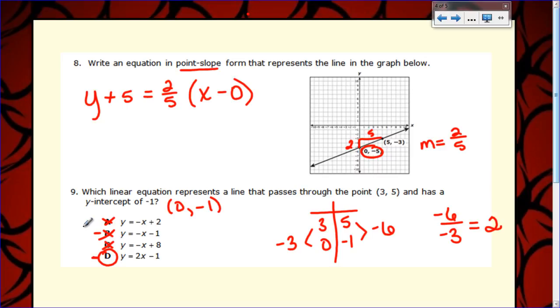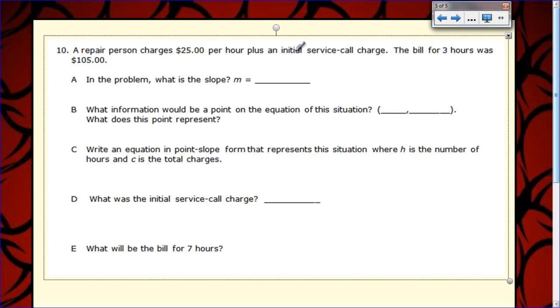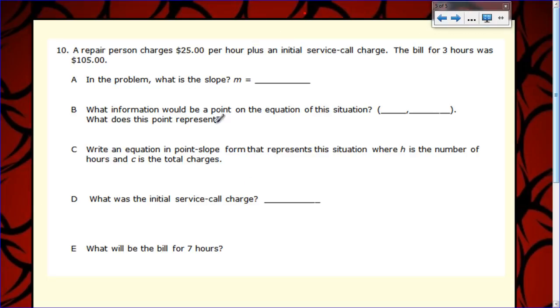So if you were given a question like that, remember y-intercept is a point, so go ahead and write it as the ordered pair, then use that to find your slope so that you can write your equation. So one last one. A repair person charges $25 per hour plus an initial service charge call. The bill for 3 hours was $105. In the problem, we want to know what is the slope. Well, the slope is the thing that's happening per hour. That's $25, so my slope is 25.